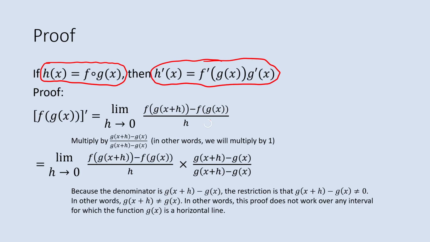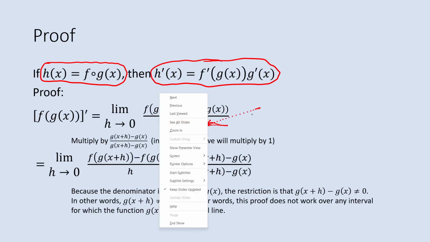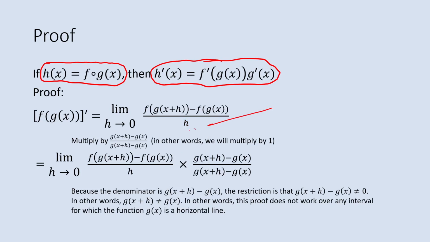Now, the way we'll begin that proof is as written here in the second line. We're just going to begin by stating the definition of the derivative of f of g of x. So obviously it's the limit as h goes to 0 of f of g of x plus h minus f of g of x all over h. A lot of proofs begin with the definition, so does this one.